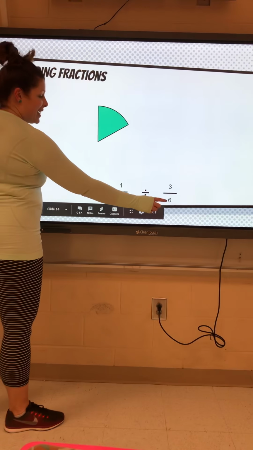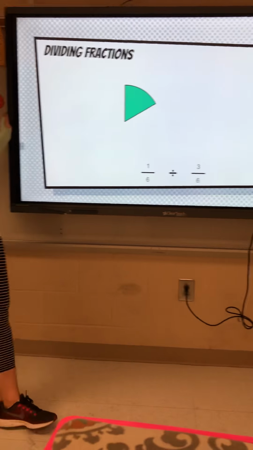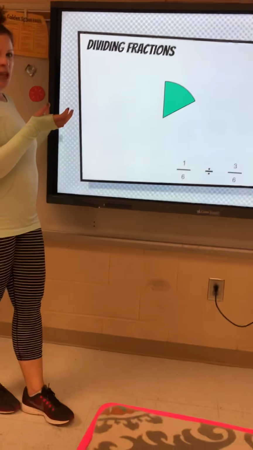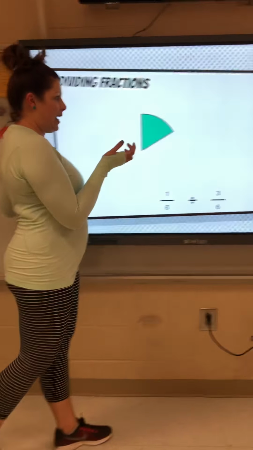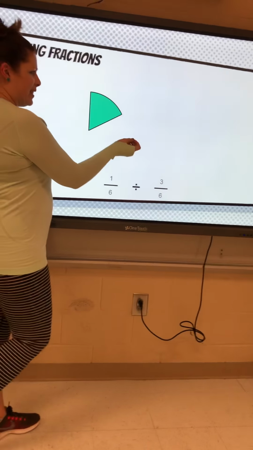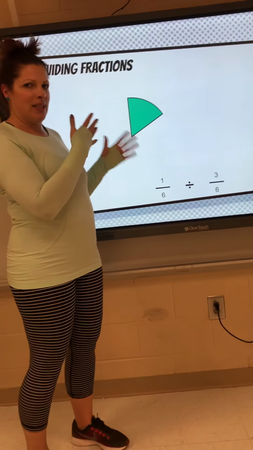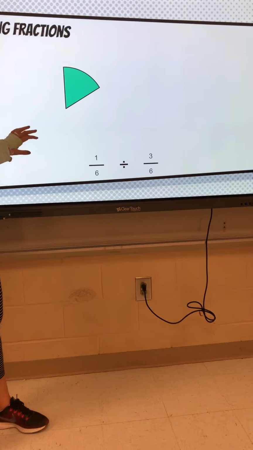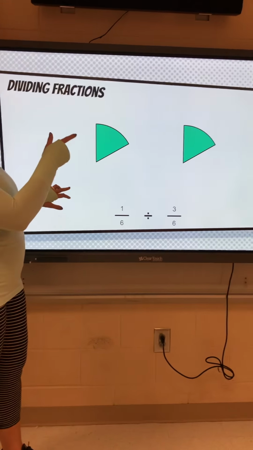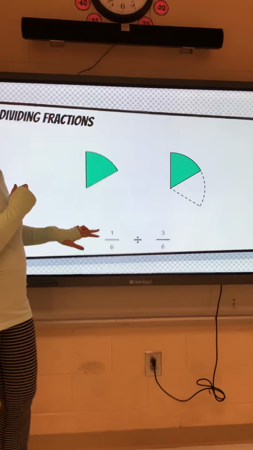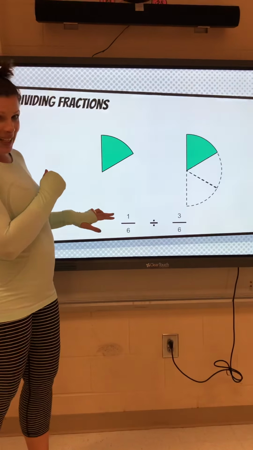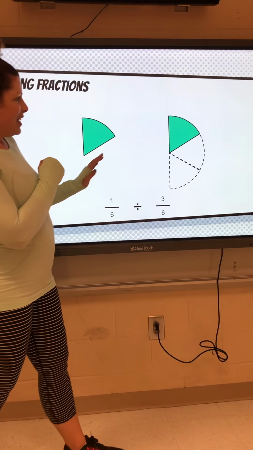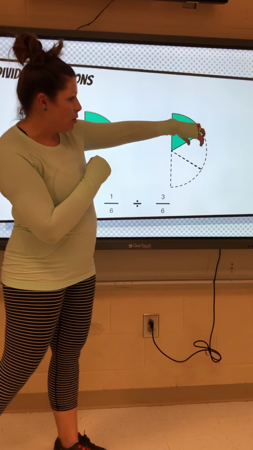How many 3/6 are inside 1/6? That's kind of super tricky. So it seems like a trick question, right? You can't take 3/6 out of 1/6. It's only 1/6. So what do we do here? So you have your 1/6 piece. You want to make 3/6, right? So then you put in your imaginary 2 more 6ths.